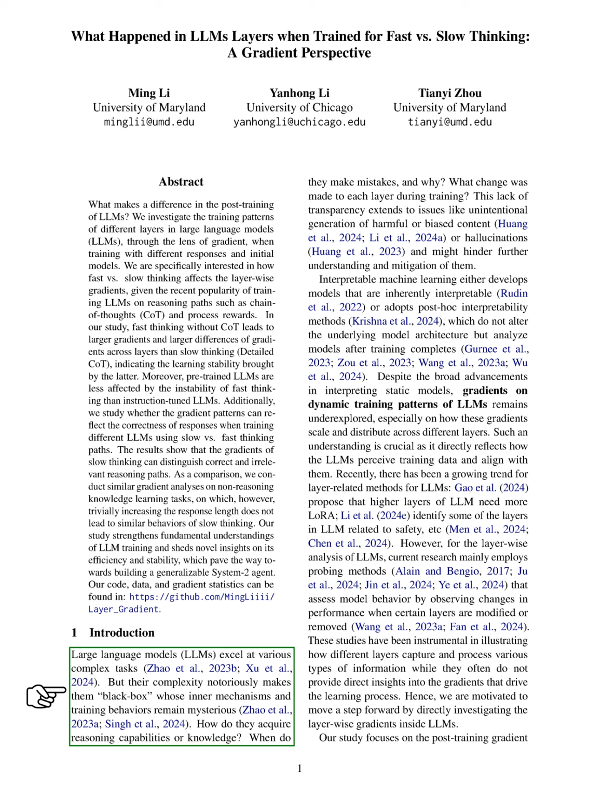Recently, there has been an increase in methods focusing on specific layers of LLMs, such as the need for more low-rank adaptation, LoRA, in higher layers and identifying layers related to safety. However, current research primarily uses probing methods that assess model behavior by observing performance changes when layers are altered. While these studies have provided insights into how layers process information, they often do not reveal the gradients that drive learning. Therefore, we aim to advance this understanding by directly examining the layer-wise gradients in LLMs.